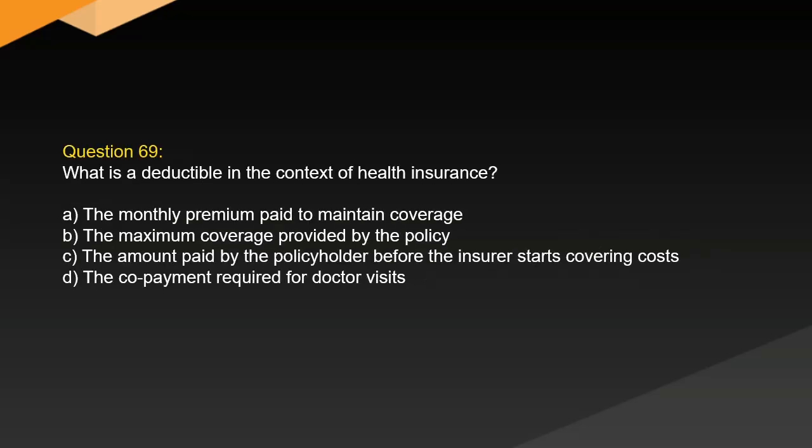Question 69. What is a deductible in the context of health insurance? A, the monthly premium paid to maintain coverage. B, the maximum coverage provided by the policy. C, the amount paid by the policyholder before the insurer starts covering costs. D, the co-payment required for doctor visits.